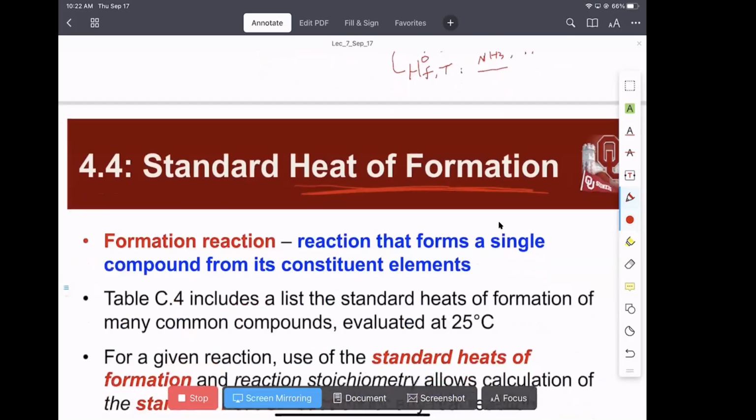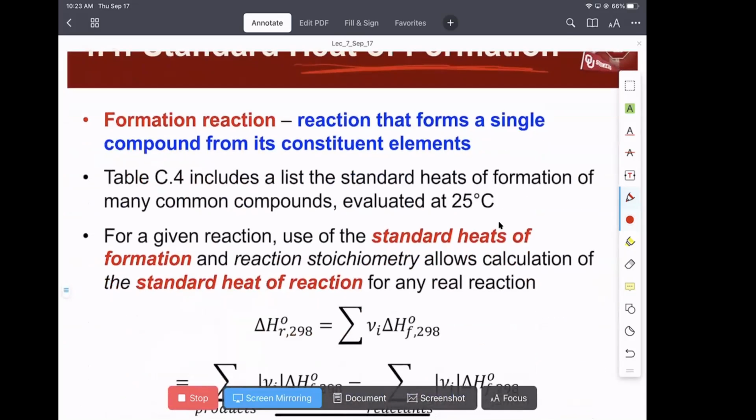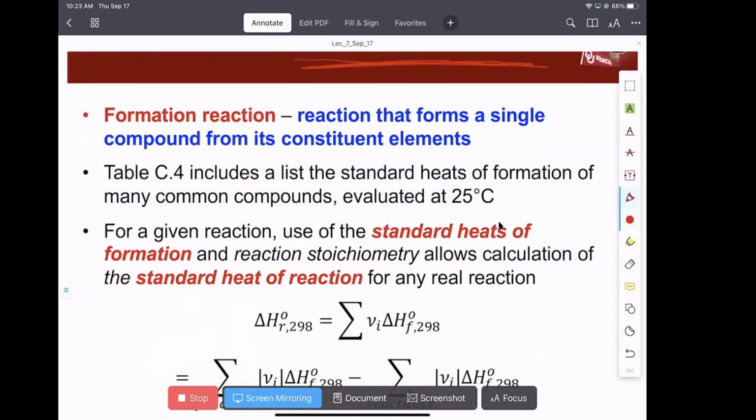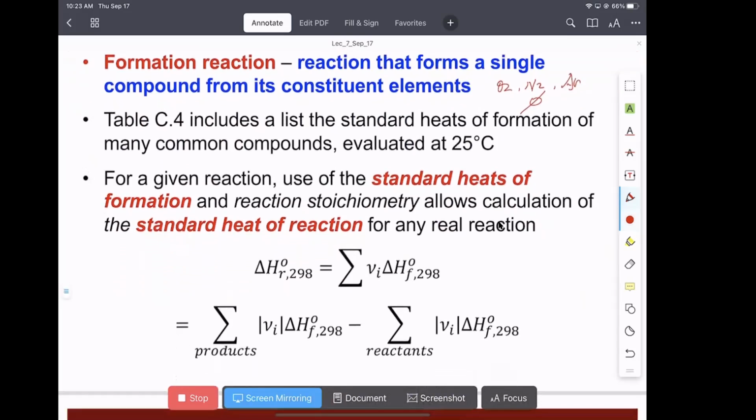So the heat of formation, as I have on this slide, is defined as the reaction that forms a single compound from its constituent elements. So what if I'm looking at the constituent elements themselves? Oxygen, nitrogen, argon, those would be zero for the heat of formation. This is note number one on this slide.